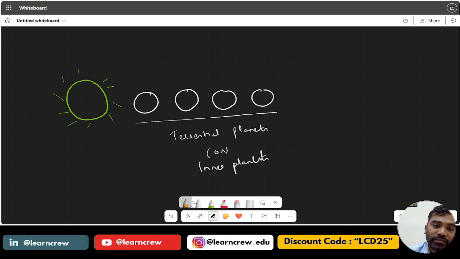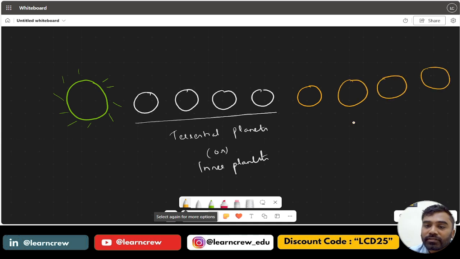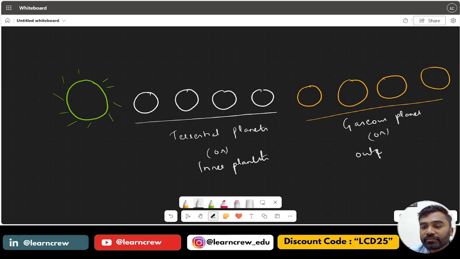Now what happened next? The gaseous planet also broke, no? It also formed certain planets, and these were called the gaseous planets, or outer planets. And in between there was debris. All these are called the asteroid belt. Oh, this is the asteroid belt, sir. Yes.